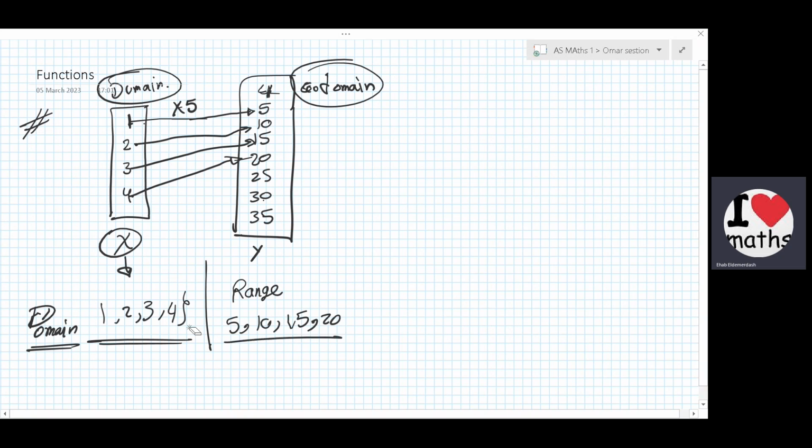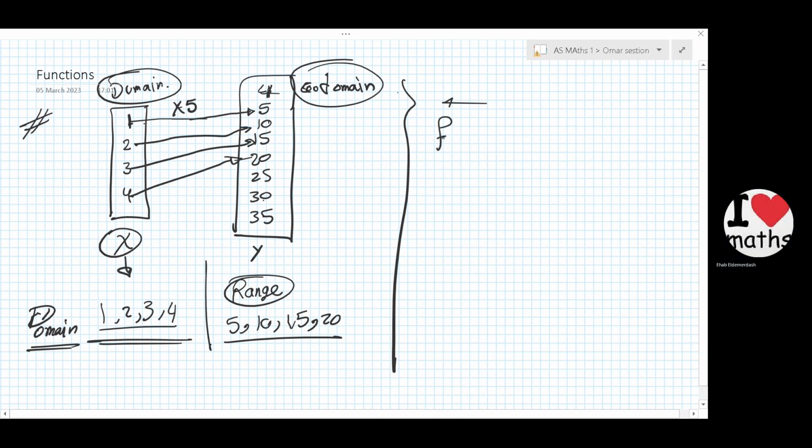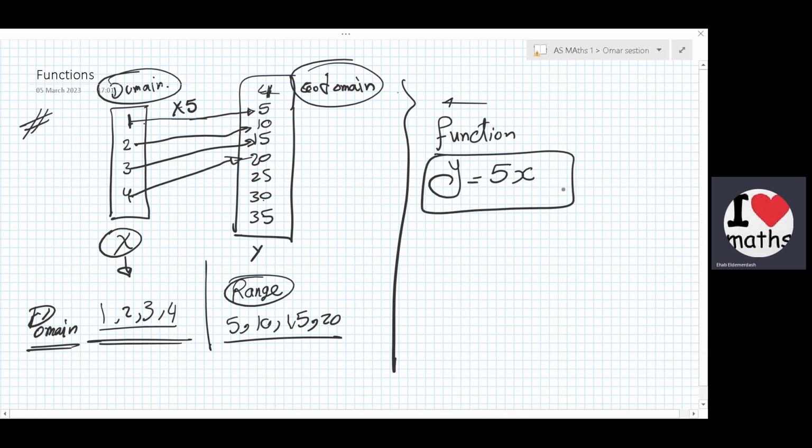So I have a domain of the function, which is the values that I put into the relation, and there are results that come from the relation. This is what we call the range. Now, what is this relation defined as? We will call this relation a function. I can say here, for example, that we have the function y is equal to 5 times x. So we call it y equals 5x, or f of x is equal to 5x. I have either of these definitions.